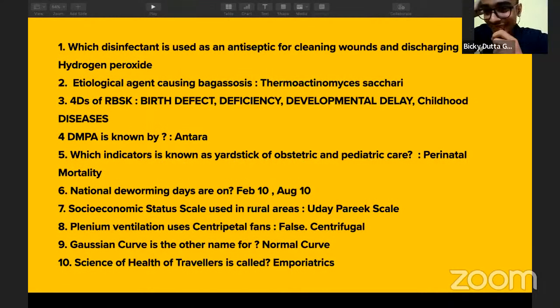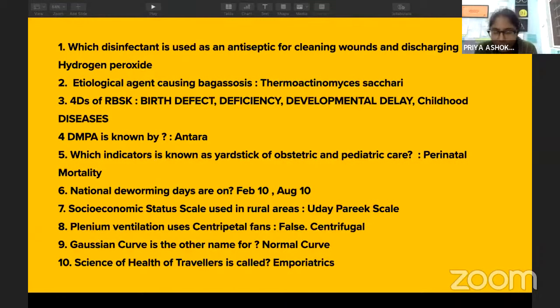Okay. Then plenum ventilation, you told false, no? Yes. So it's centrifugal. That's right. Gaussian curve, normal curve is correct. Emporiatrics is also correct. So that means you got 6 on 10. The others go in negatives.